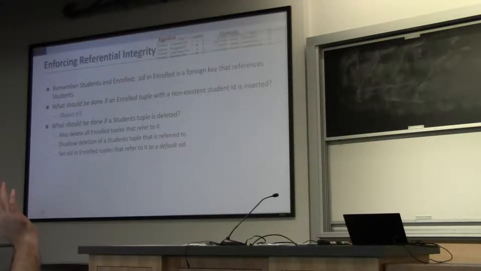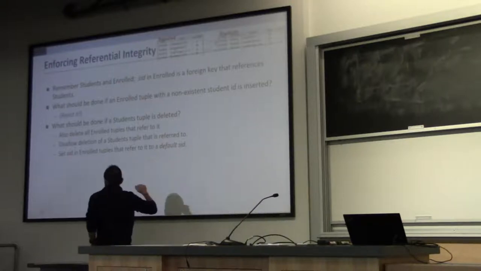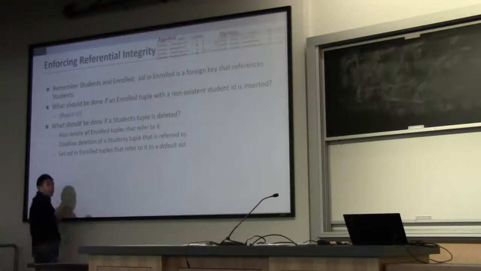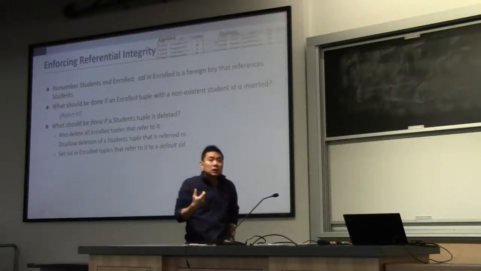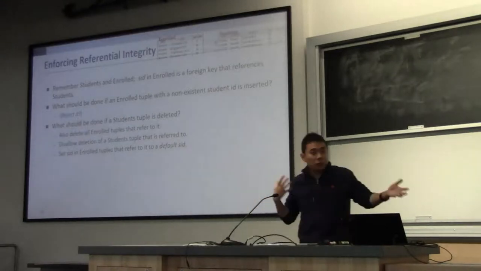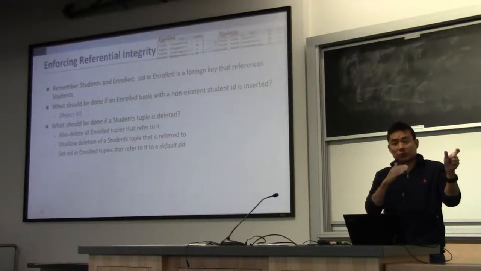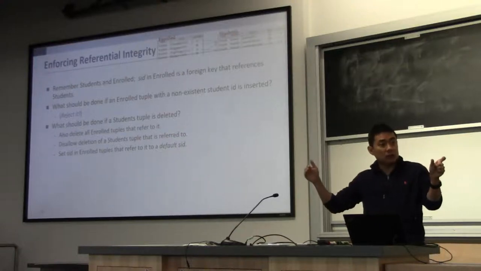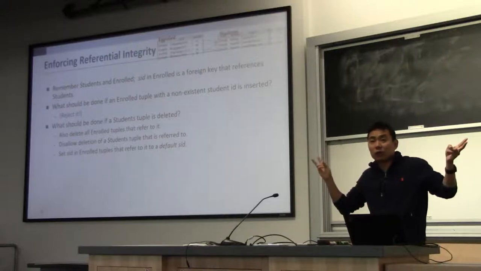So in that case, let me finish this slide, I will take your and his questions right there. So if that's what you want to do, you delete the student record, then you set. But if you don't do anything to the enroll record, you end up in a potentially disastrous situation where if somebody tries to use that student ID value in the enroll table and refer back to the student, you get a null pointer exception in some sense, right? If you do nothing.